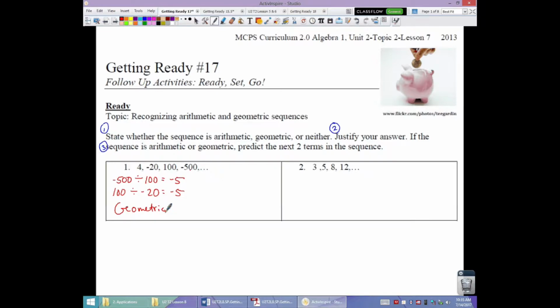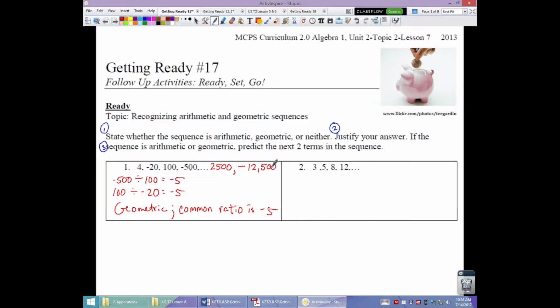Our justification is that there's a common ratio, which is negative 5. Okay, and then to continue the pattern, to predict the next two, negative 500 times negative 5 would give us positive 2,500. And then multiplying that by negative 5 would go back to a negative value, negative 12,500.